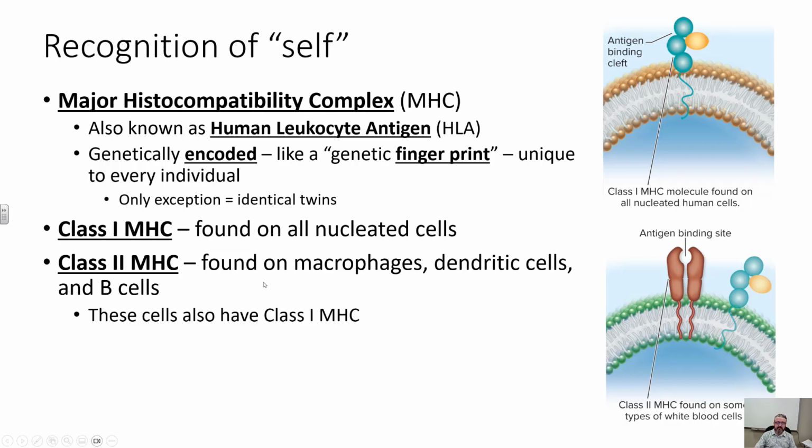Class 2 are a little bit more specific. These tend to be found on phagocytic cells, more specifically macrophages, dendritic cells, and then B cells also have these. And these cells will also have class 1 as well, since they have a nucleus. So in other words, almost all cells in your body have class 1. Certain cells have class 2, these particular cells here.